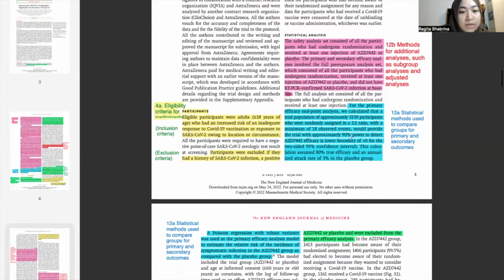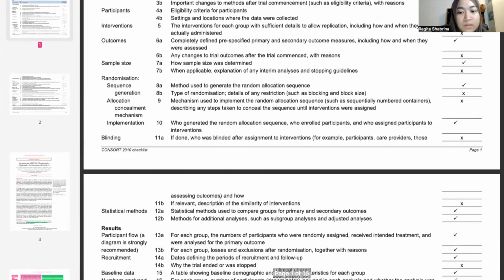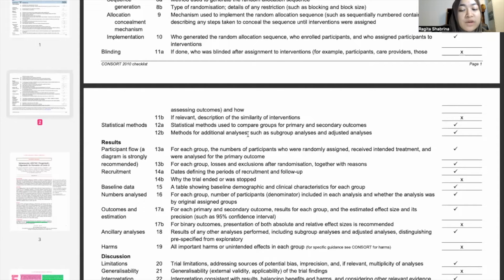In this blue highlight, this is for the primary efficacy endpoint analysis. We calculated that a trial population of approximately 5,150 participants who were randomly assigned in a 2:1 ratio was needed. A Gaussian regression with robust variance was used as the primary efficacy analysis model to estimate the relative risk of the incidence of symptomatic infection in the AZP7442 group as compared with the placebo group.